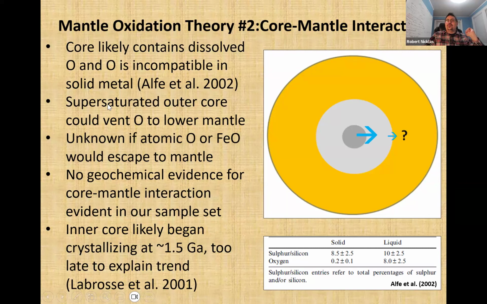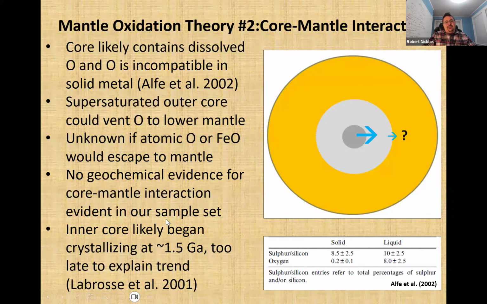If the outer core were to become supersaturated, it could vent oxygen to the lower mantle, raising its oxygen-iron ratio, and therefore its FO2. It is unknown if atomic oxygen, which is an oxidant, or FeO would escape to the mantle. FeO would not be an oxidant. The really big problem with this is there's no geochemical evidence for core-mantle interaction evident in our sample set, or pretty much any sample set. Core-mantle interaction has never really been shown since core formation.